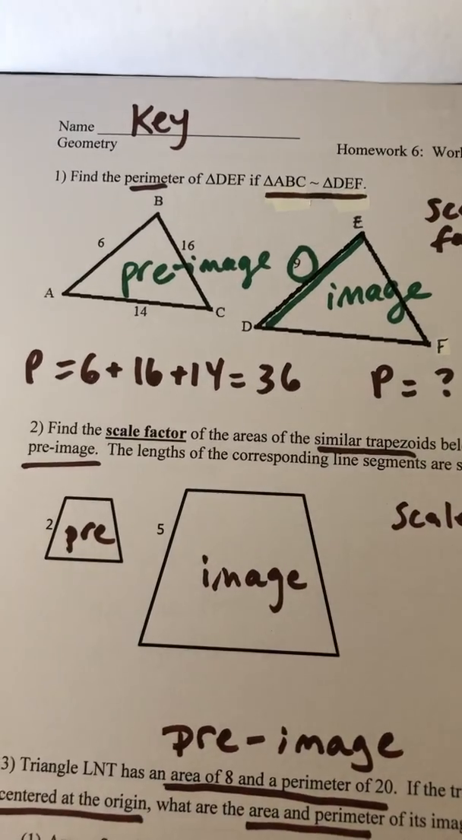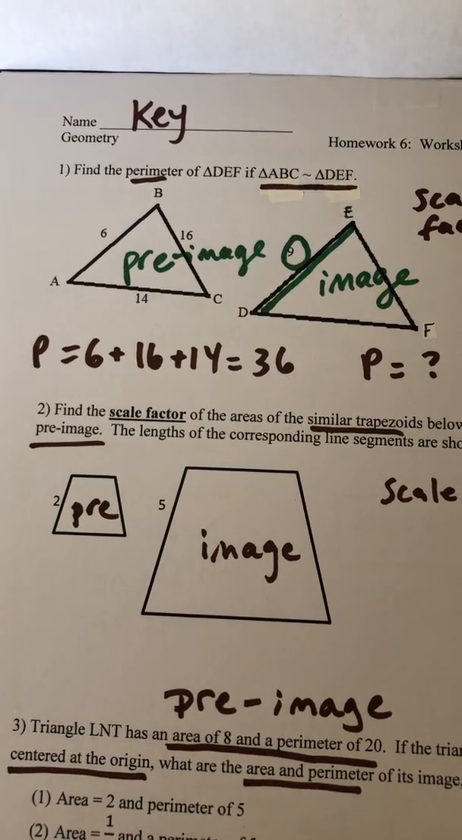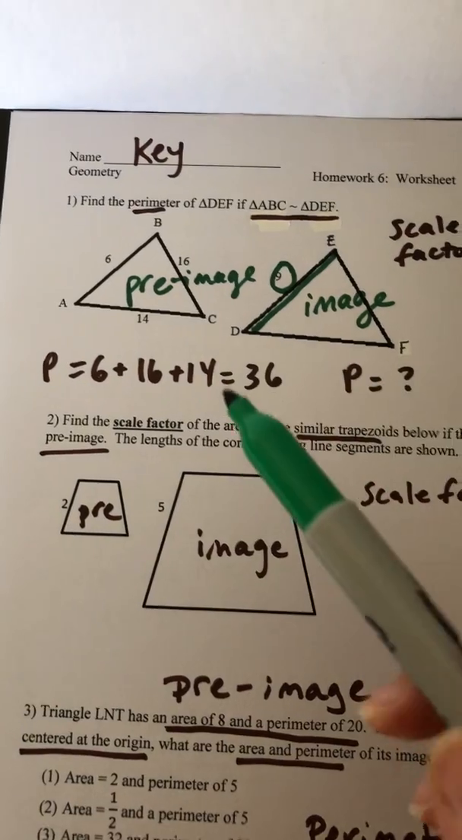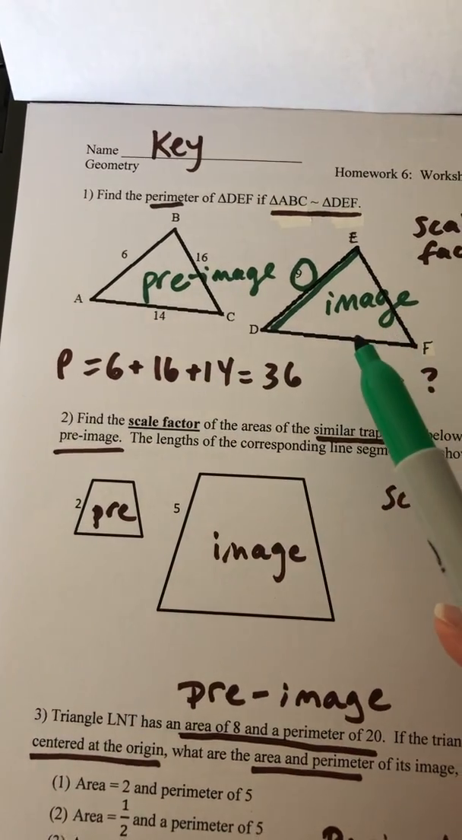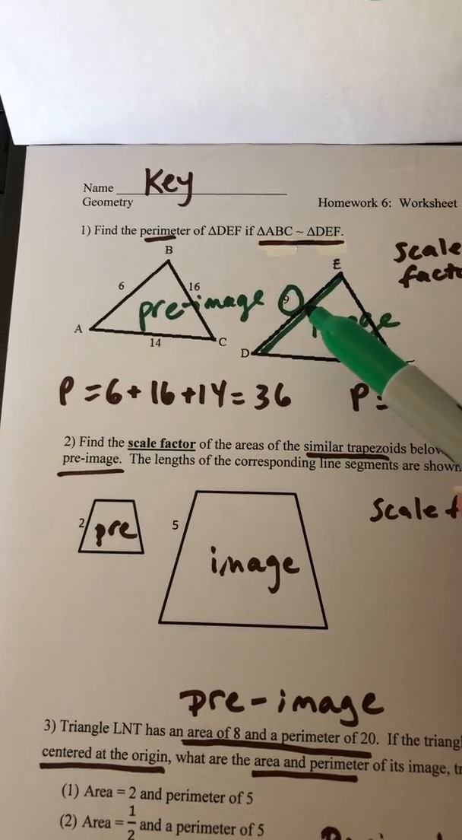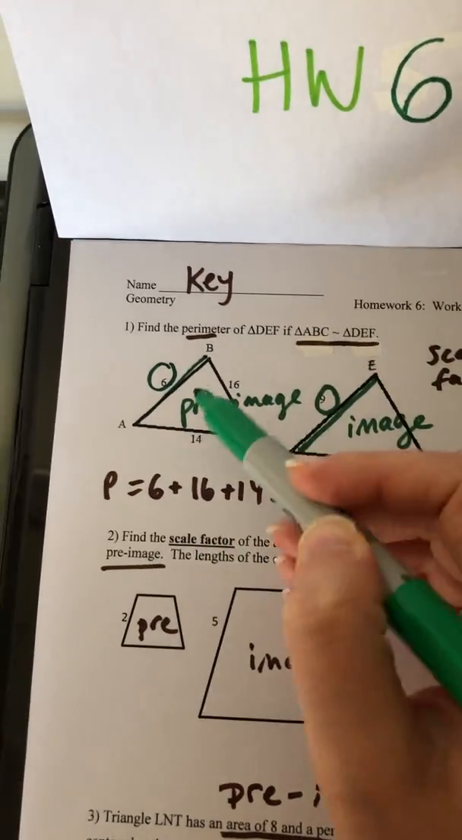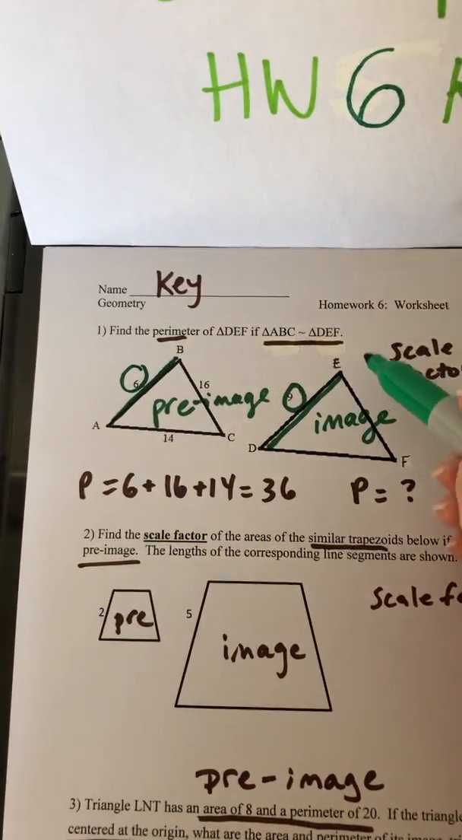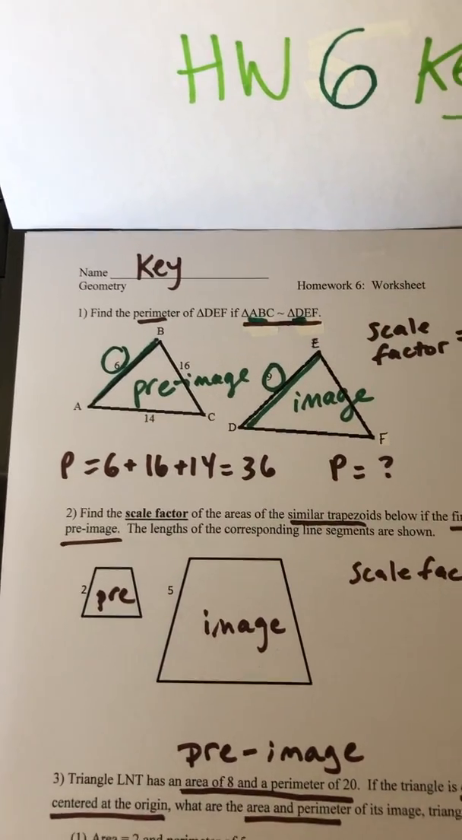In question 1, we're asked to find the perimeter of triangle DEF if triangle ABC is similar to triangle DEF. So we have ABC with all the numbers on it. That's our pre-image because we're looking for DEF. That's our image. The only side we know about DE is 9, and it matches AB. That's 6. You can know that based on the position of the sides and also the letters DE and AB.